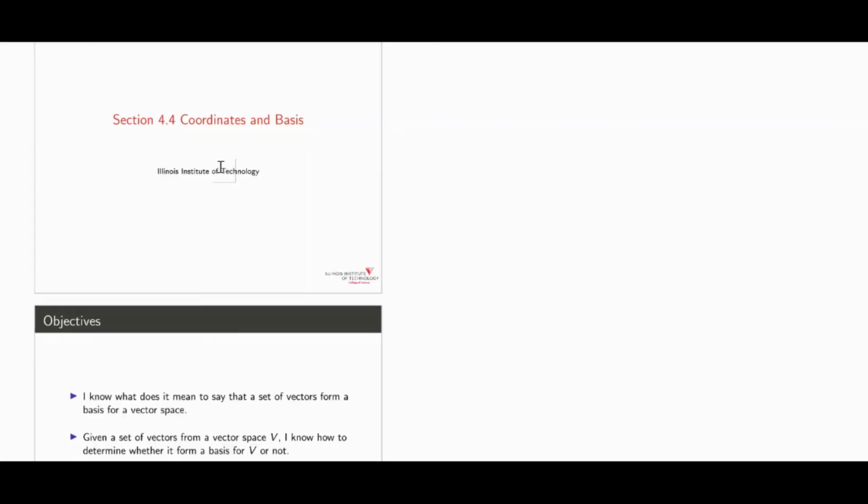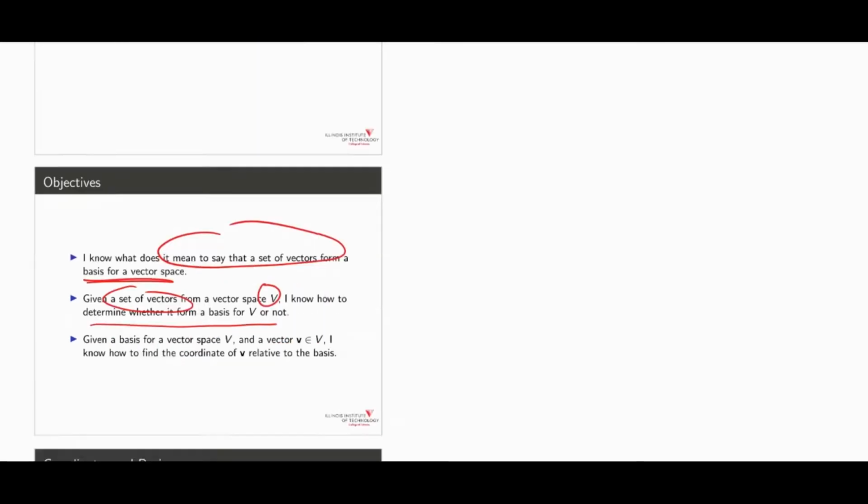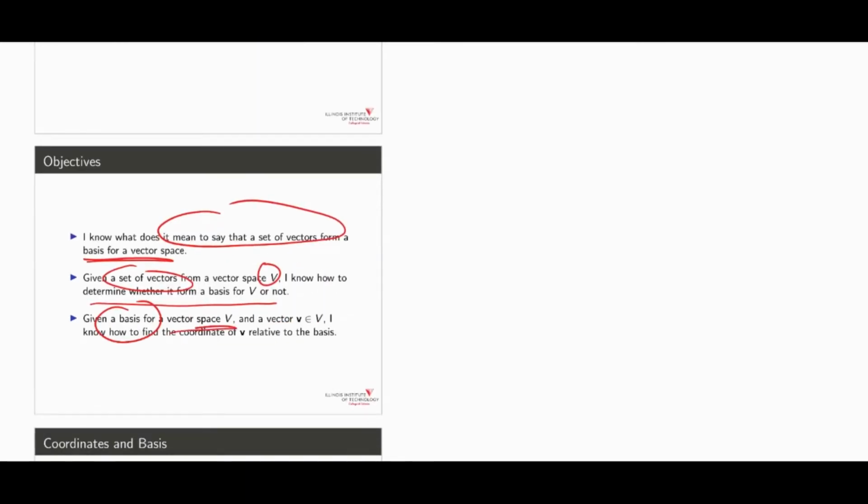Let's begin by looking at the objective for this video. At the end of this video, you should know what it means for a set of vectors to form a basis for a vector space. Given a set of vectors from a vector space V, you should know how to determine whether that set actually forms a basis for that vector space or not. And given a basis for a particular vector space, and vectors in that vector space, you should know how to write down the coordinates of these vectors relative to this basis.